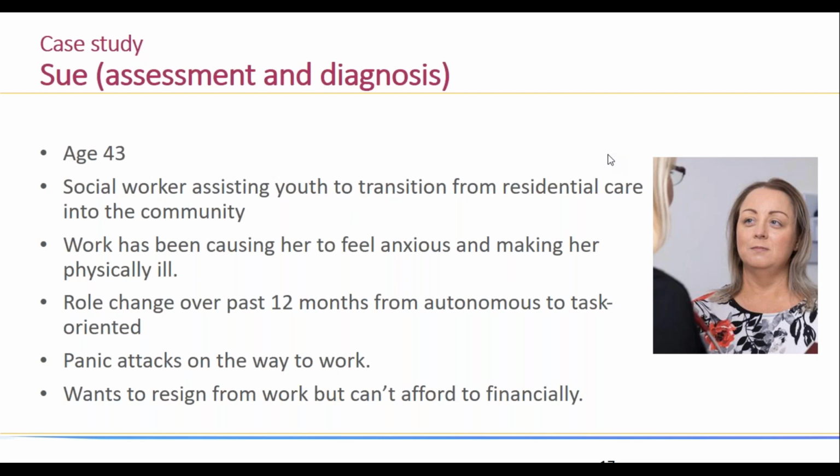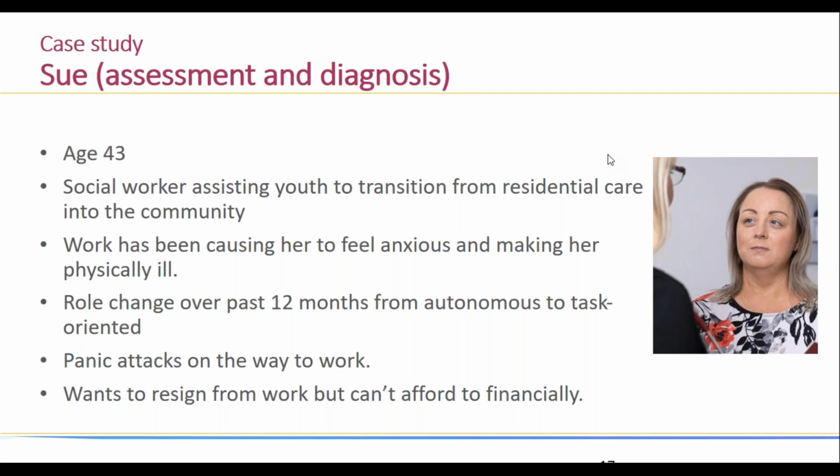She's really not coping, and she says she wants to resign from work, but she can't afford to financially, and she really doesn't know what else to do. So what would you do if Sue came to see you and told you this?